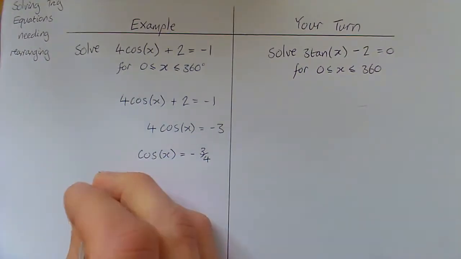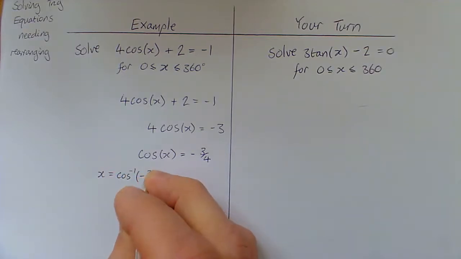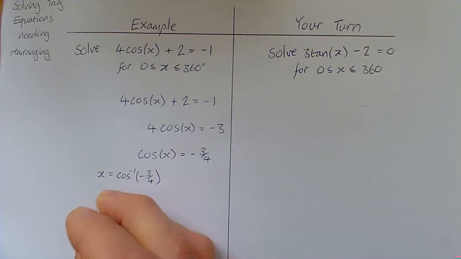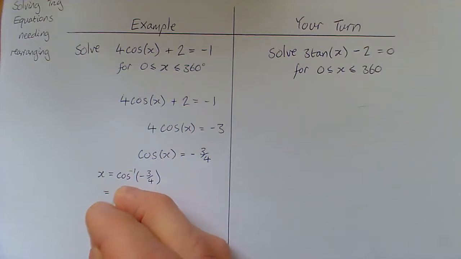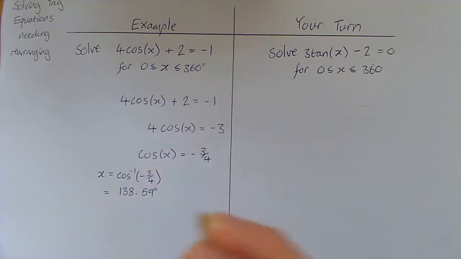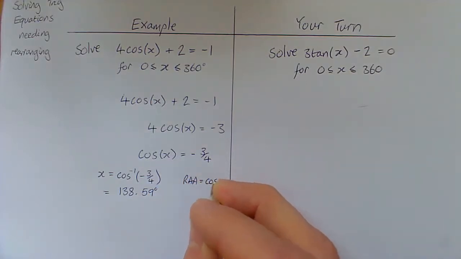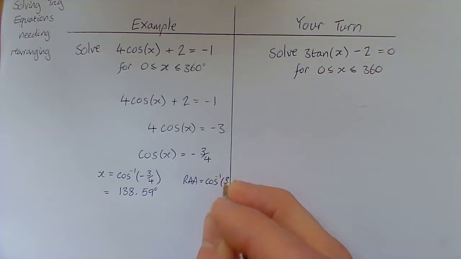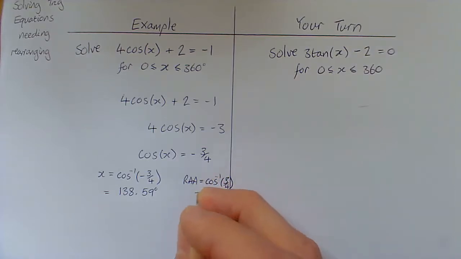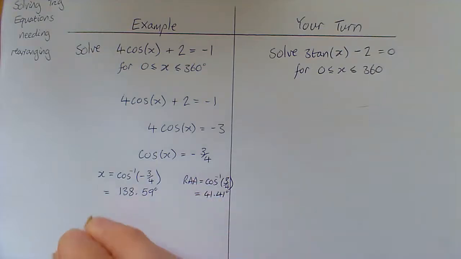So working with that, if we're taking a graph approach, we do cos to the minus 1 of minus 3/4. And that is going to give us, in the calculator, 138.59 degrees. If you do that and you just do positive 3/4 to get your relative acute angle, that would give you 41.41 degrees. So it doesn't matter which one you've used, this one for CAST, this one if we're just using a graph.